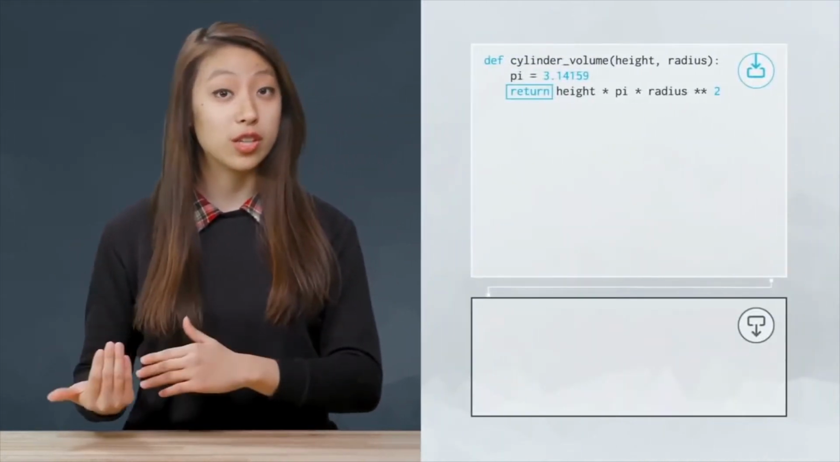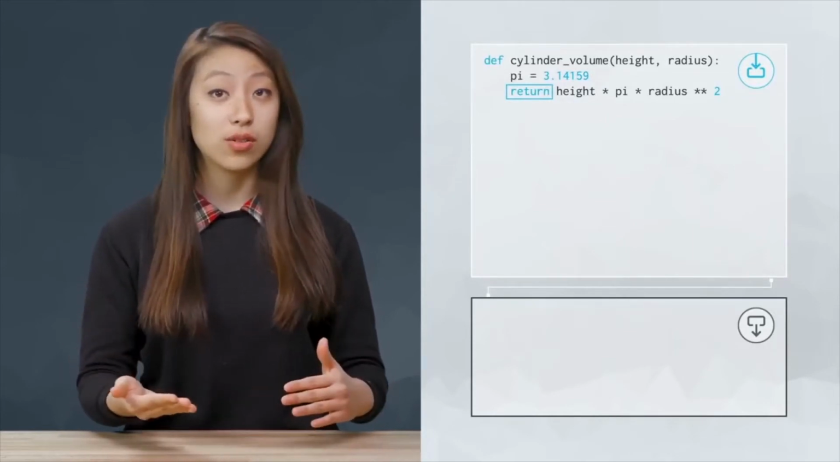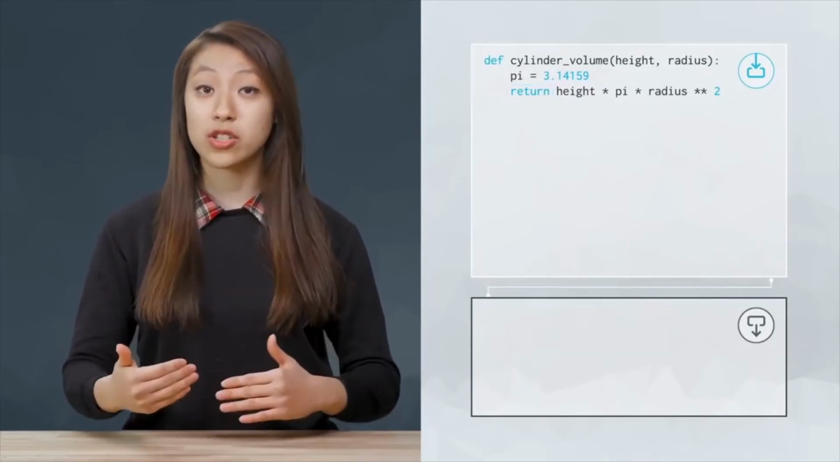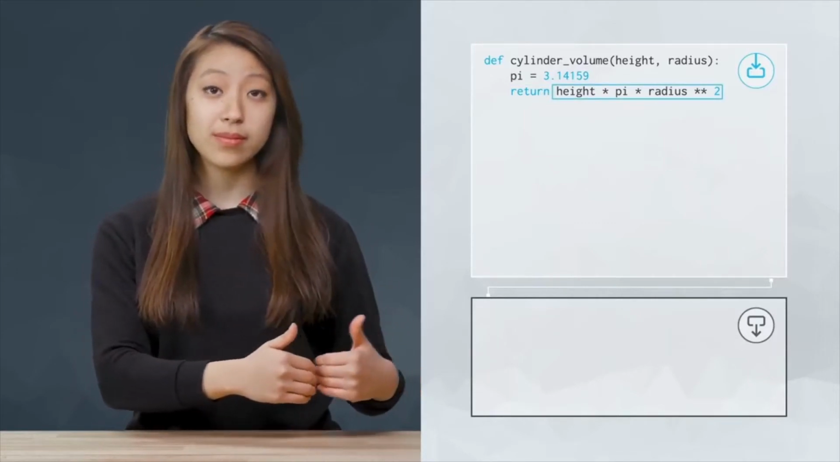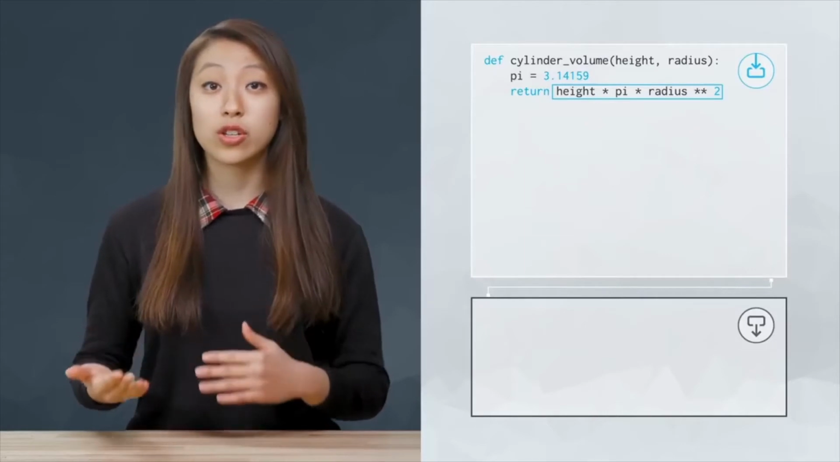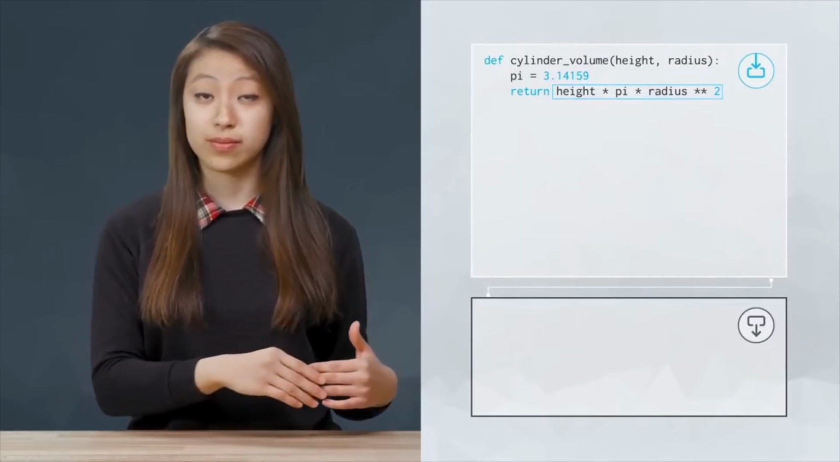Often, the body of a function will include this return keyword, which is used to give back an output value when the function is called. The value of the expression that follows return is the output of the function. In this example, we return the value evaluated from this formula for the volume of a cylinder.